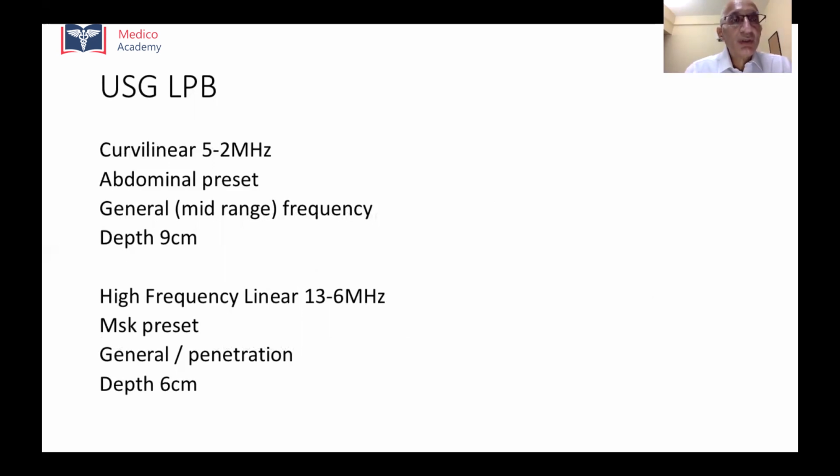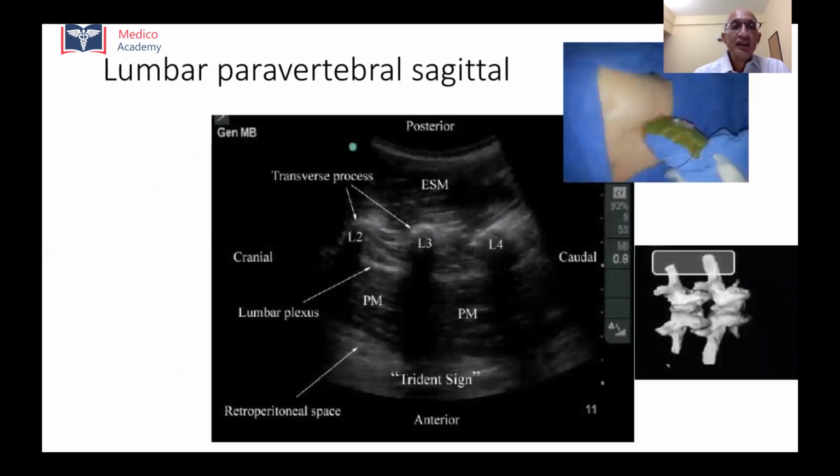Now talking about the ultrasound guided lumbar plexus block, we can use either a curvilinear probe or a high frequency linear probe depending on the approach and the body habitus of the patient. Now, with an out of plane paravertebral sagittal approach, we use the ultrasound probe, which is kept longitudinally by the side of the midline of the spinous processes on top of the transverse processes, so as to elicit this trident sign as described by Karmakar.